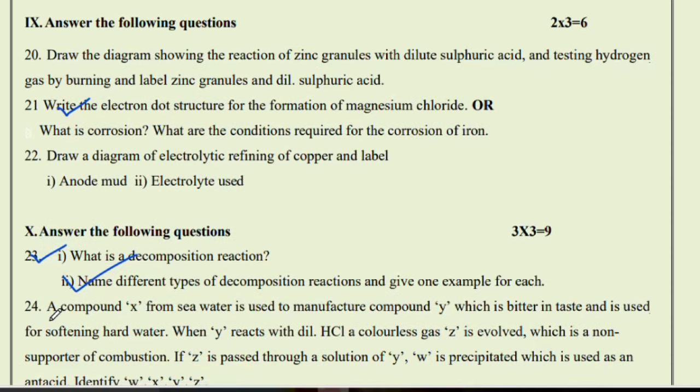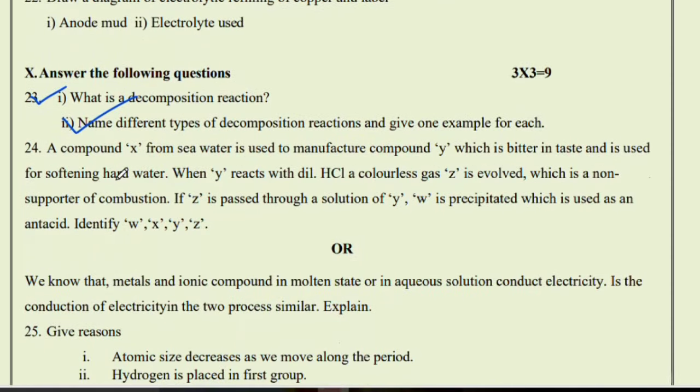Next, question number 24. A compound X from sea water is used to manufacture compound Y, which is bitter in taste, and it is used for softening hard water. When Y reacts with dilute HCl, colorless gas Z is evolved, which is a non-supporter of combustion. If Z is passed through the solution Y, W is precipitated, which is used as an antacid. Identify W, X, Y, Z.